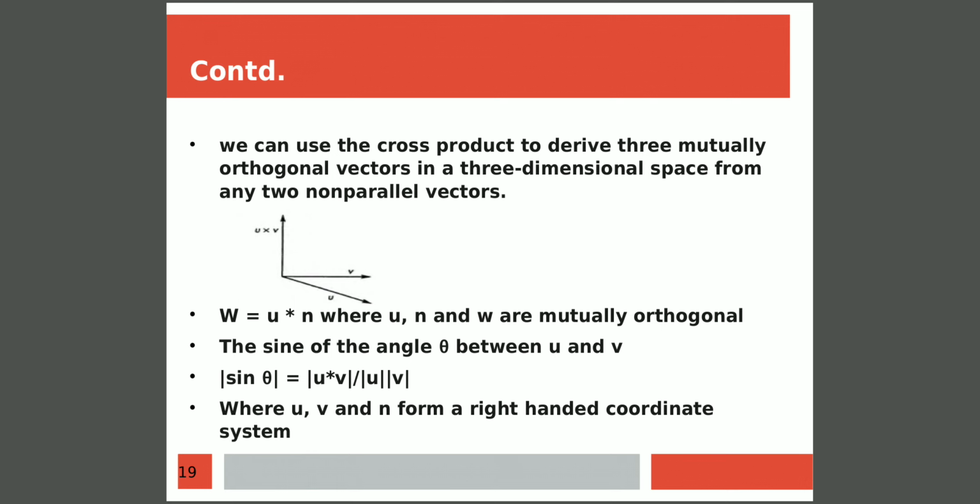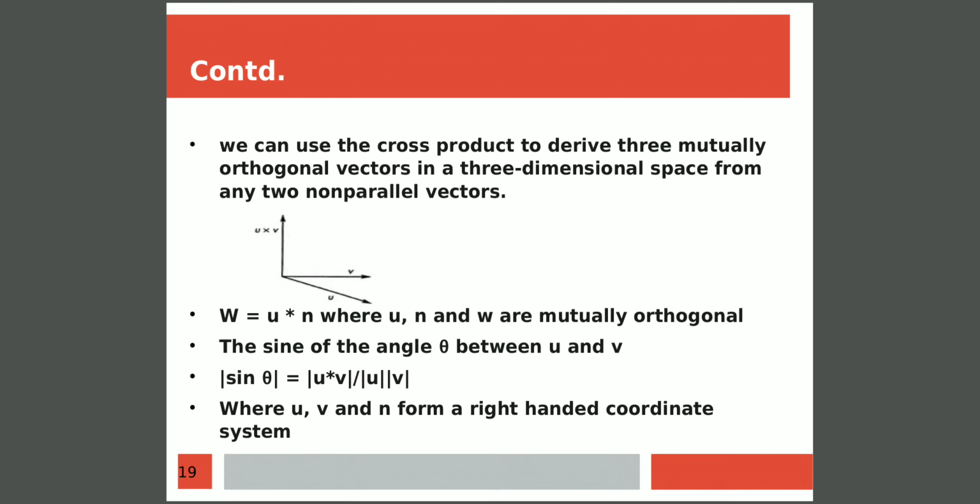The use of a cross product is to derive three mutually orthogonal vectors by considering two non-parallel vectors. Initially we consider two non-parallel vectors, then by performing a cross product we can obtain three mutually orthogonal vectors. The two non-parallel vectors we have considered are u and v, and the cross product between them is u cross v.